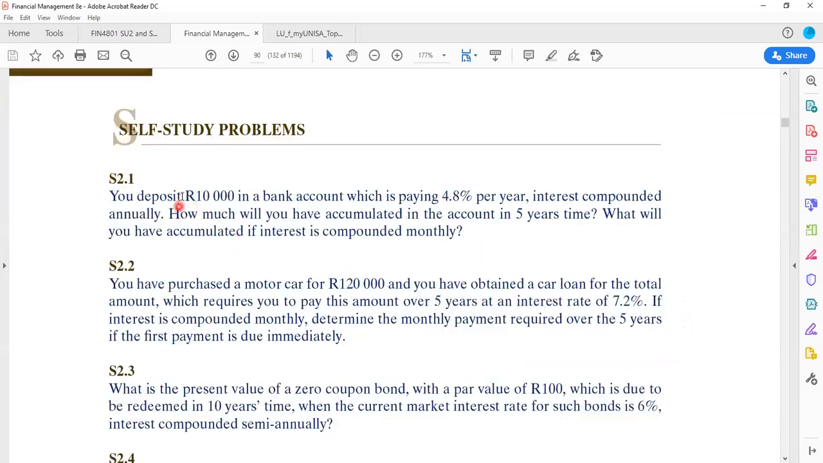So one of the first questions I asked you to look at says you deposit 10,000 in a bank account, which pays 4.8% per year interest compounded annually. How much will you have accumulated in the account in 5 years' time? And what will you have accumulated if interest is compounded monthly?